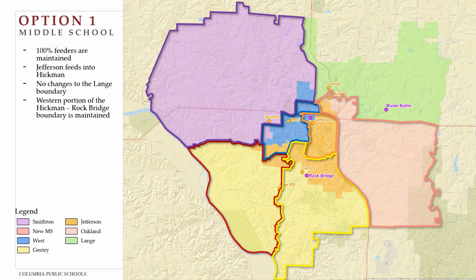Now I'm going to put on the middle school boundaries. The areas outlined in purple will be the Smithton zone, red would be the new middle school, yellow would be Gentry, Jefferson would be in the orange, Oakland in the pink, and there are no changes to Lang in this option. This option also maintains the 100% feeder patterns, and in this option, Jefferson would feed into Hickman. The western portion of the Hickman-Rockbridge boundary is maintained as well in this option.